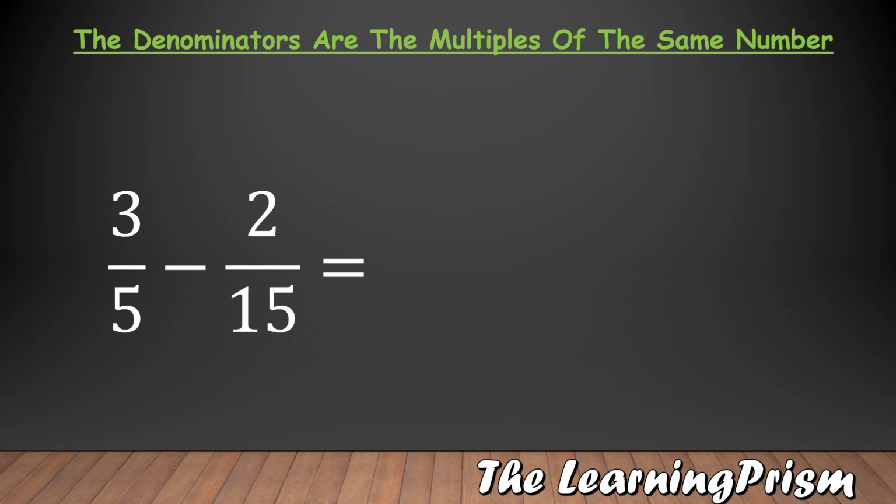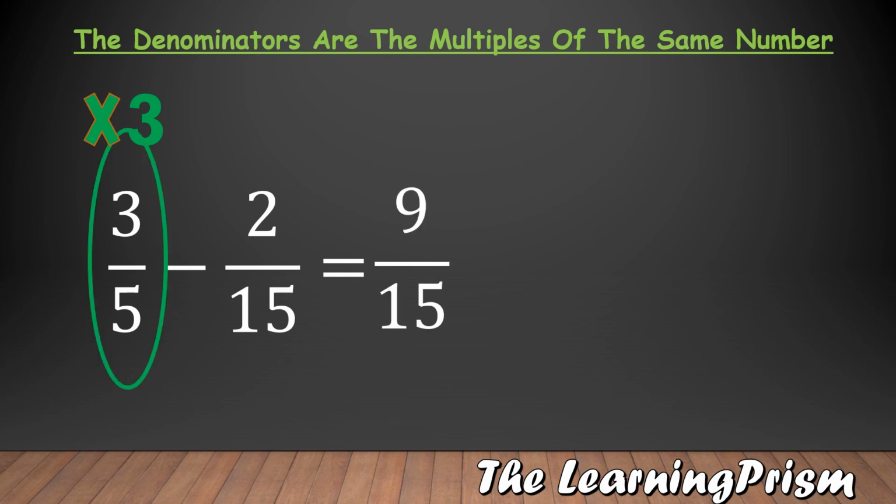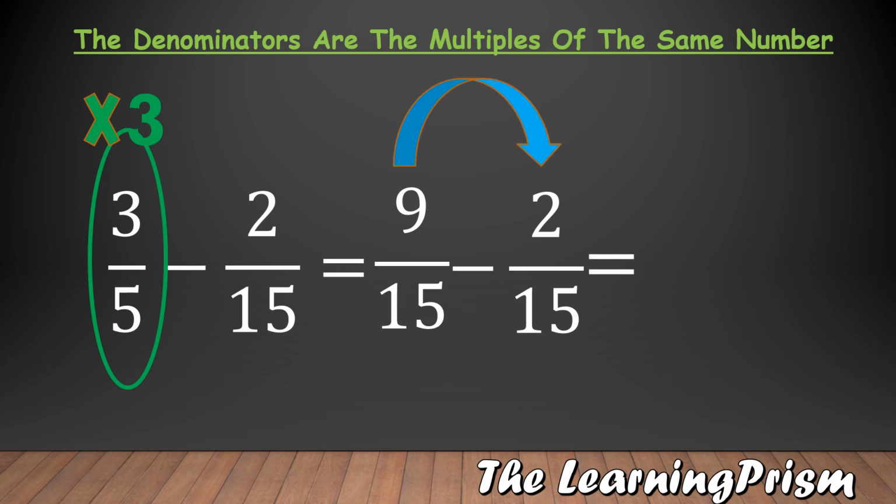Now here we have 3/5 take away 2/15. Here in this example, I can see 5 and 15 are multiples of 5. So I'm going to multiply 5 by 3 to make my denominator 15. So 3/5 will become 9/15. Then we will subtract the fractions by subtracting the numerators only. So our final answer will be 7/15.